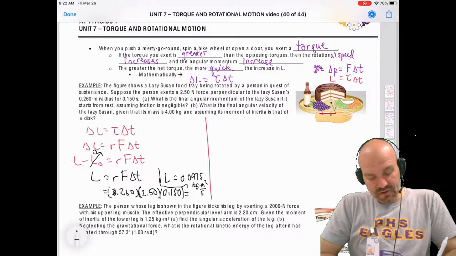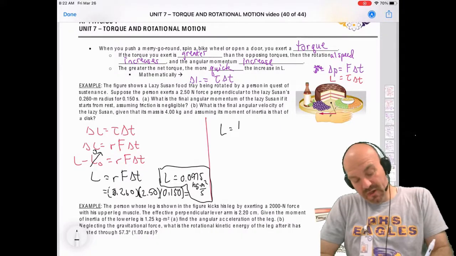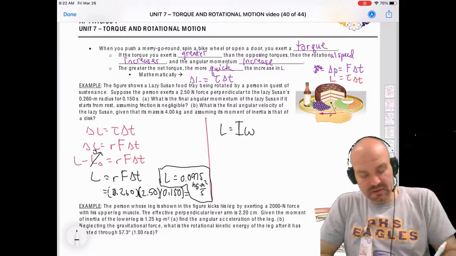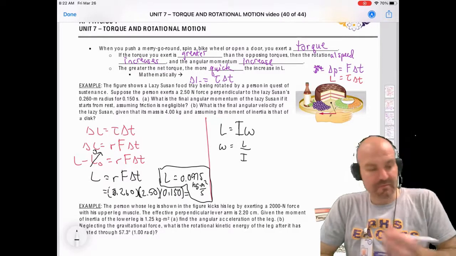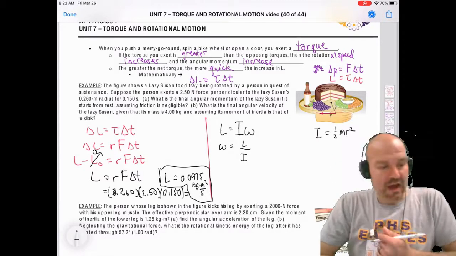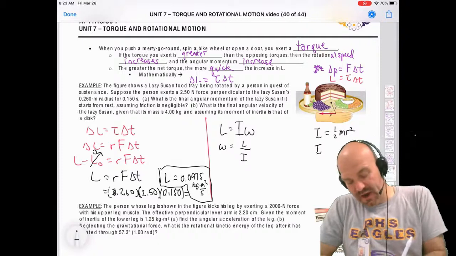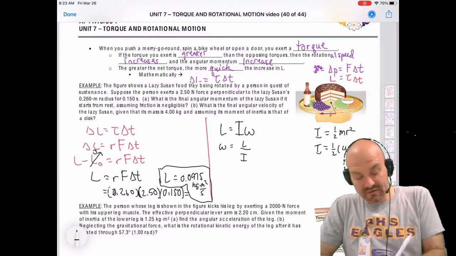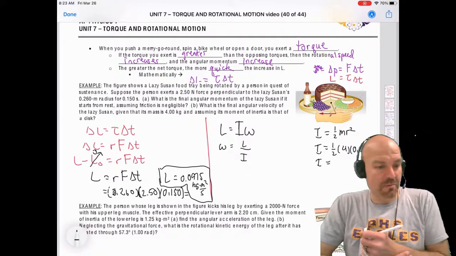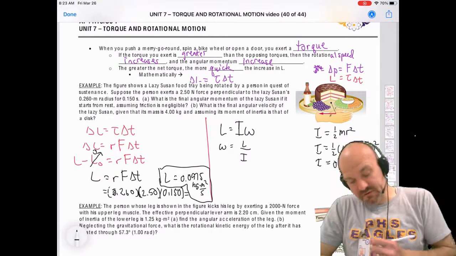All right, sorry for the change in levels there, I ran out a little bit of space. And so now this becomes our L for L equals I omega to find the final angular velocity. So omega is going to be L over I, but we need to find I. For a disk, the moment of inertia is 1/2 m r squared. So we're going to do I equals 1/2 times 4 times 0.260 squared. And so that's going to give us a moment of inertia of 0.1352 kilograms times meters squared.